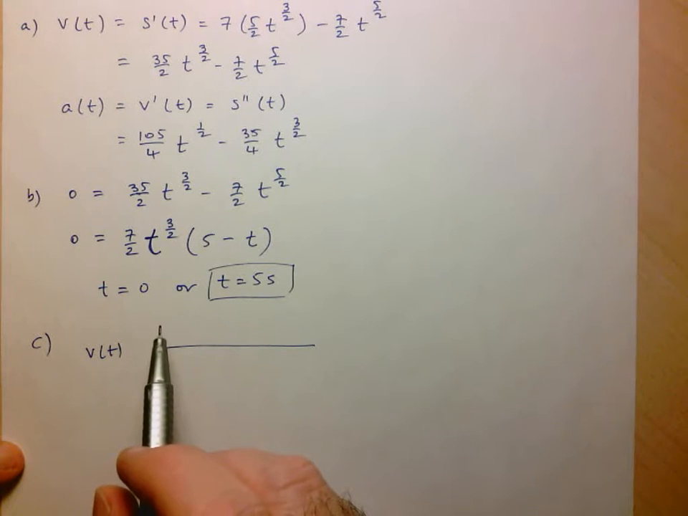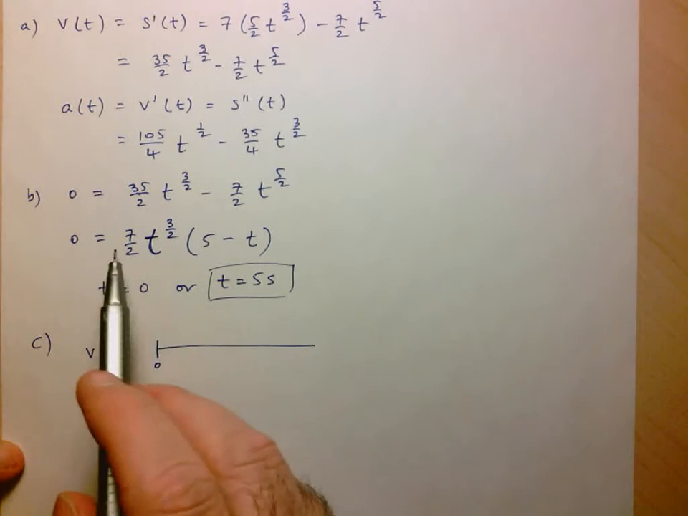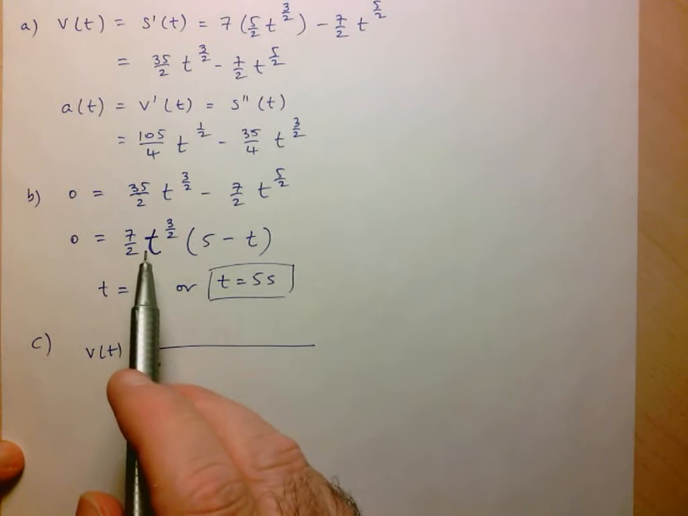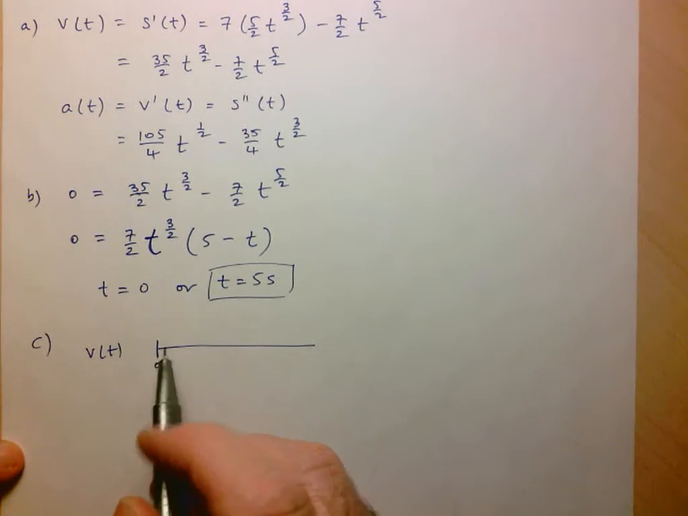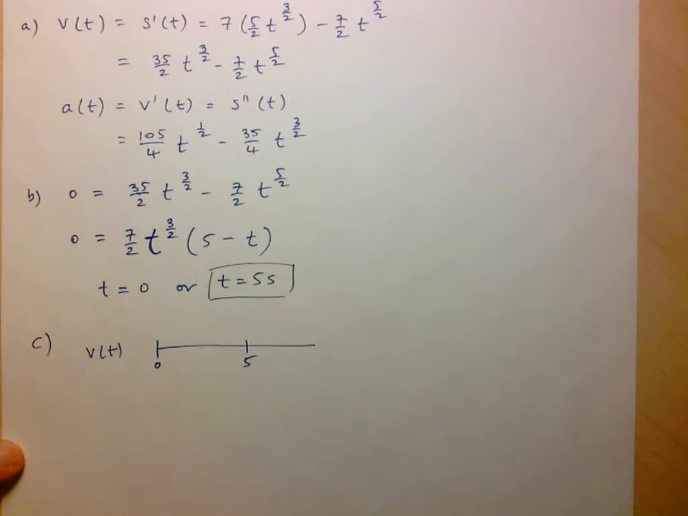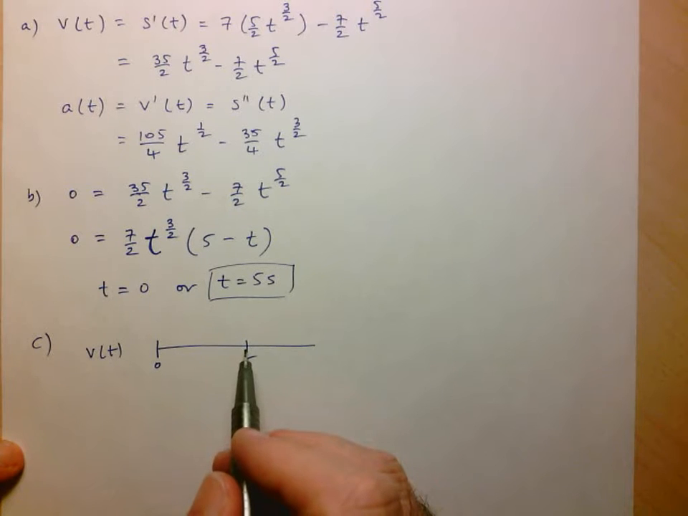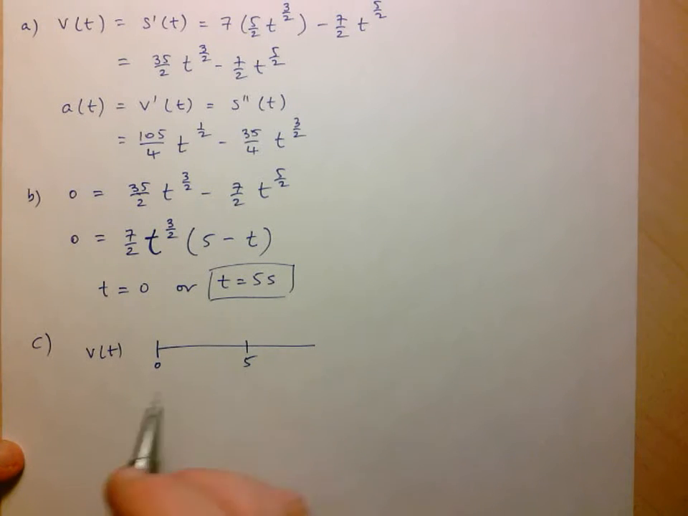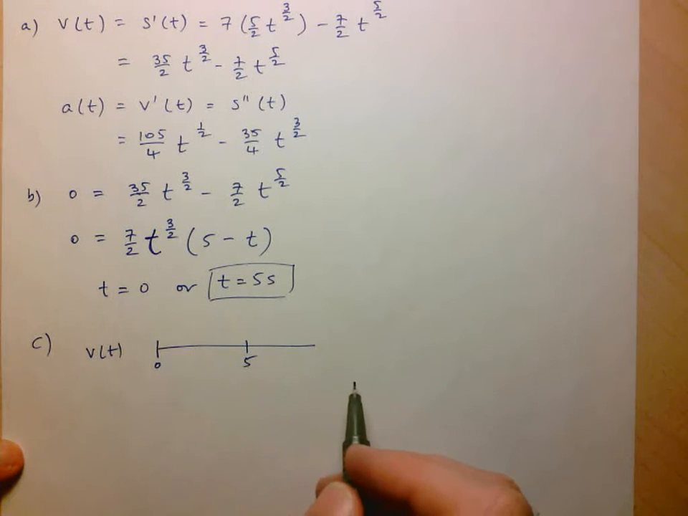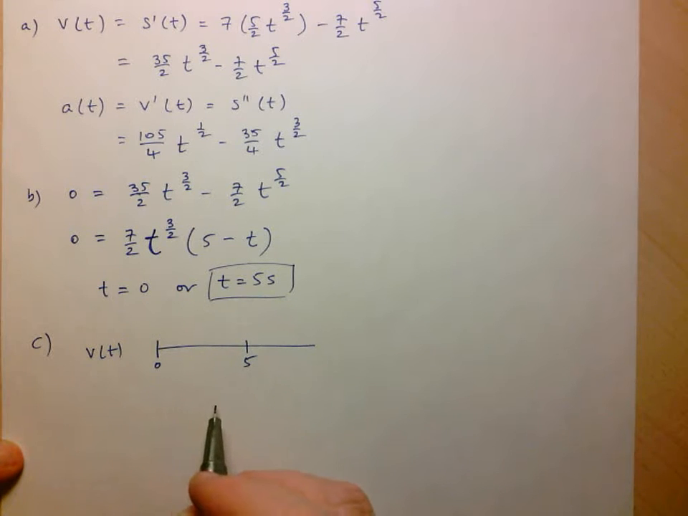Those are the only places it can change sign. Well, here, this exists everywhere, so the only place it can be equal to 0 is at 0, which is my starting point, and at 5. Now, because the velocity is equal to 0 at 5 doesn't mean it has to change direction. I could come to a stop and then start moving in the same direction, or I could come to a stop and then move in the other direction. So I just have to check the sign of the velocity.